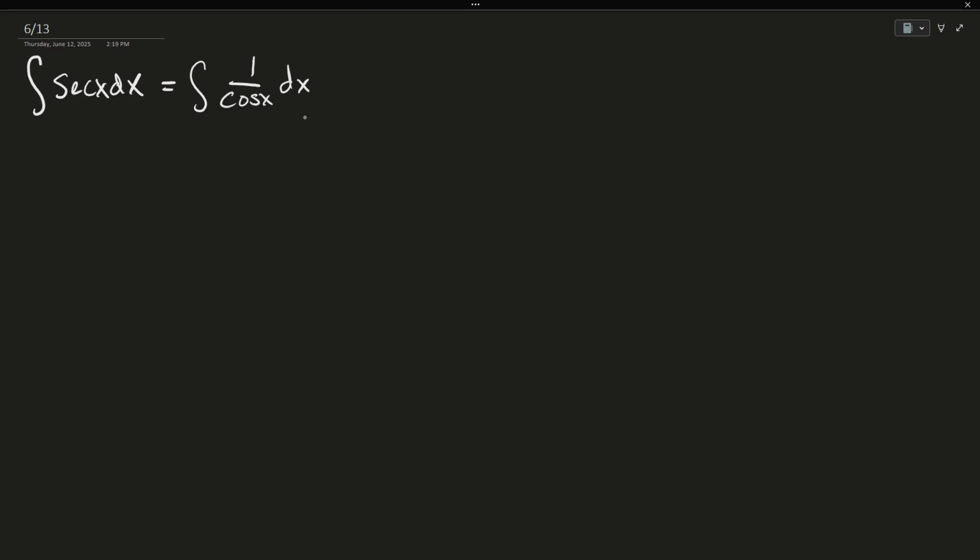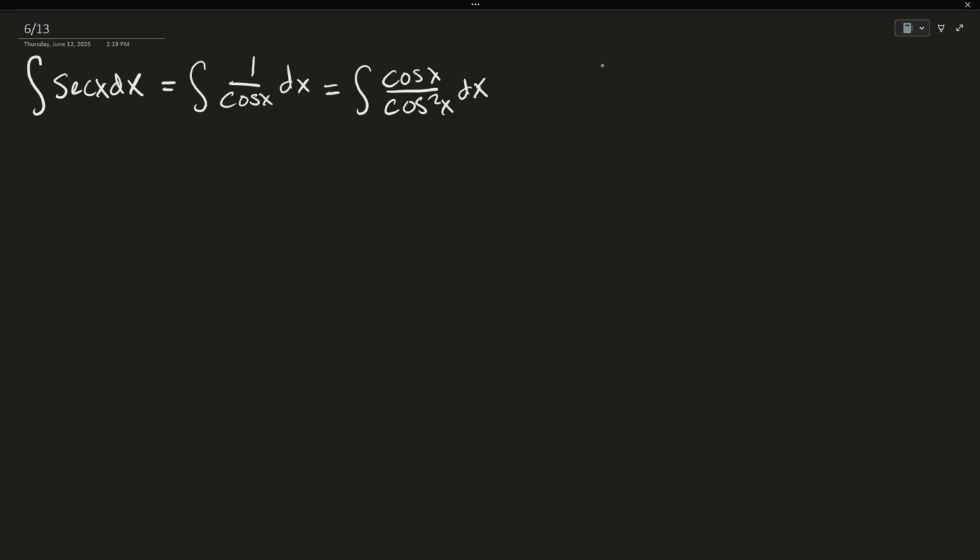So now what I will do is I will multiply the numerator and denominator by cosine x. This will allow me to use the Pythagorean identity later. So in the numerator, we will have cosine x. And in the denominator, we will have cosine x times cosine x, or cosine squared x, dx.